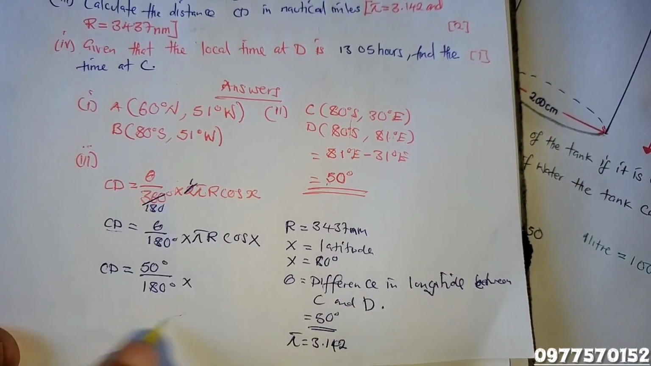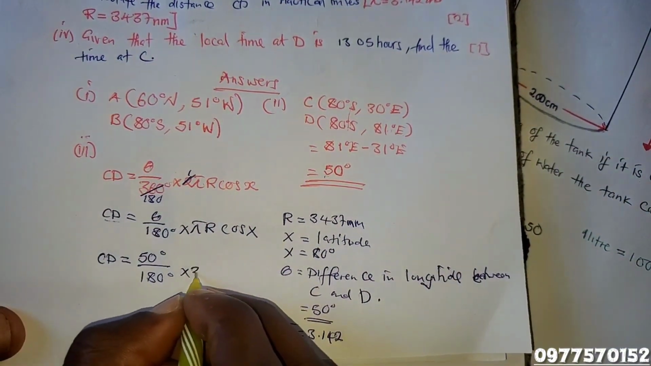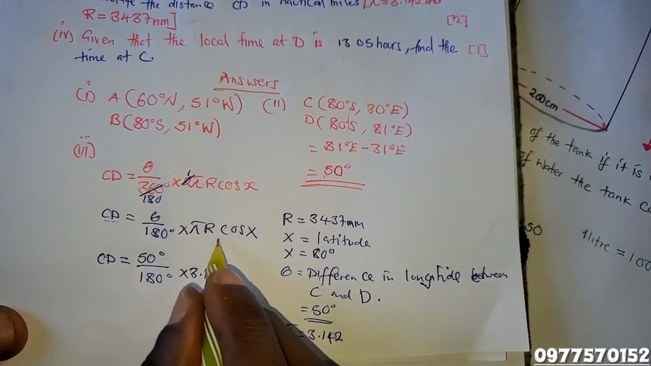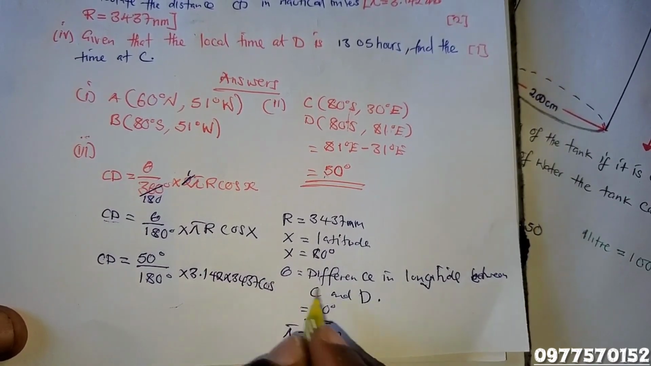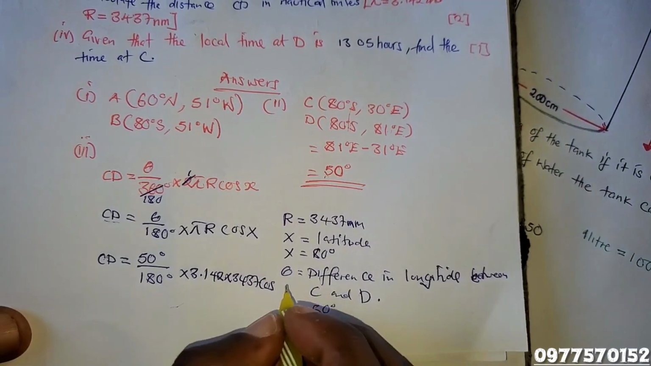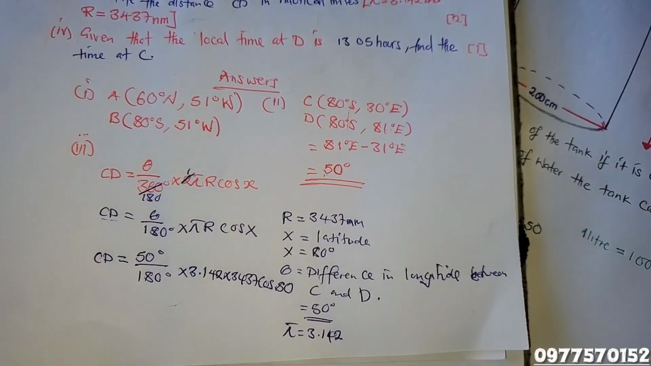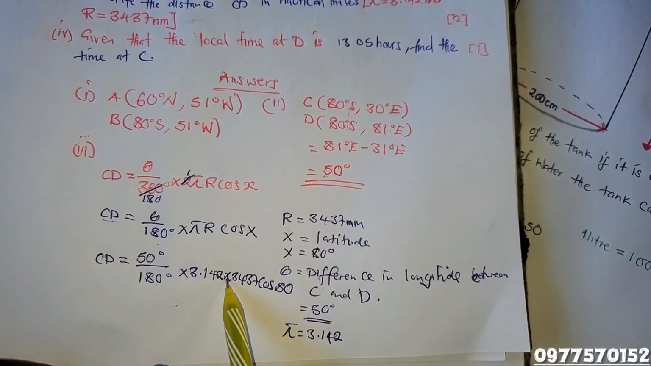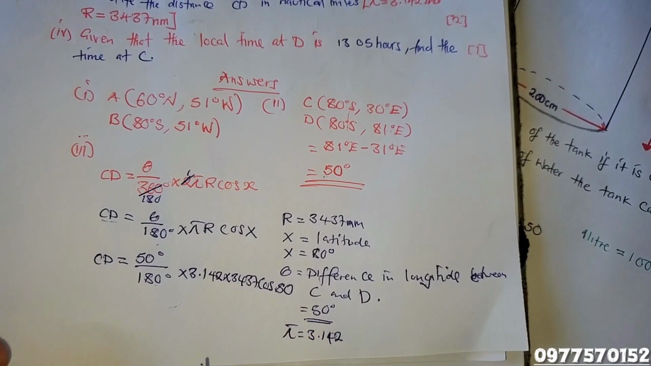It's a thing that I forgot. It's already given in the question there, 3.142. So we're going to write 3.142 times radius, yes, it is 34, 37. Then cos x is the latitude in which C and D are, which is 80 degrees. So we're going to write 80. Now we can calculate 50 over 180 times 3.142 times 34, 37 cos 80. Okay, so let's do that.